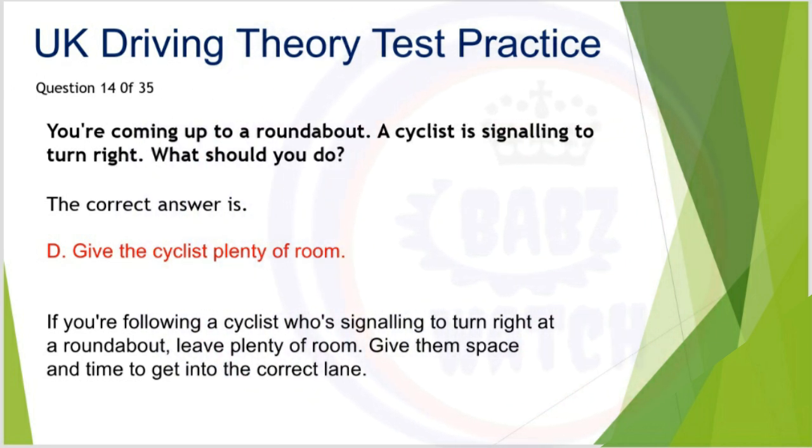If you're following a cyclist who's signaling to turn right at a roundabout, leave plenty of room. Give them space and time to get into the correct lane.